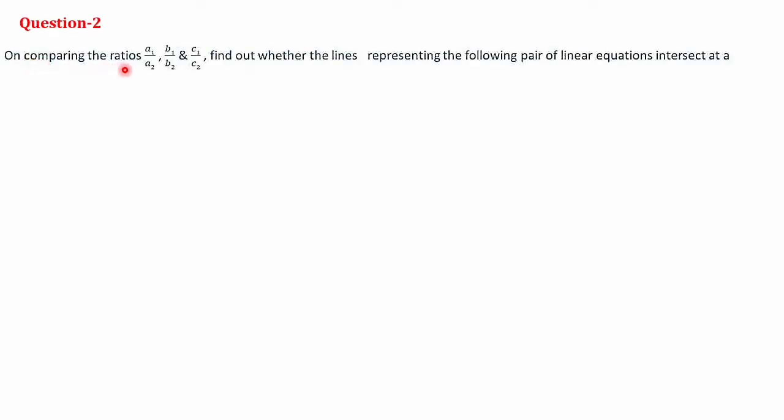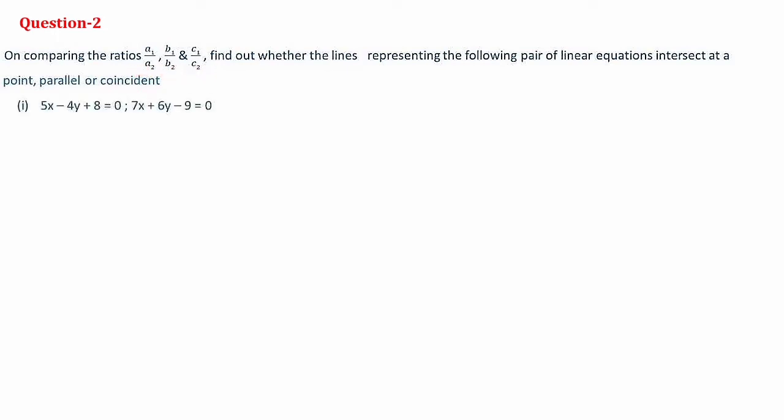Next, we shall discuss question number 2 on comparing the ratios a1/a2, b1/b2 and c1/c2. Find out whether the lines representing the following pair of linear equations intersect at a point, are parallel or coincident. So we have to compare the ratios a1/a2, b1/b2, c1/c2, and make a conclusion about the graphs, meaning whether the graphs intersect at a point, or are parallel lines, or are coincident lines, by observing these three ratios.